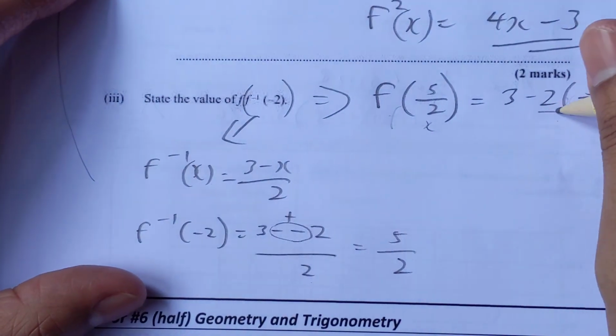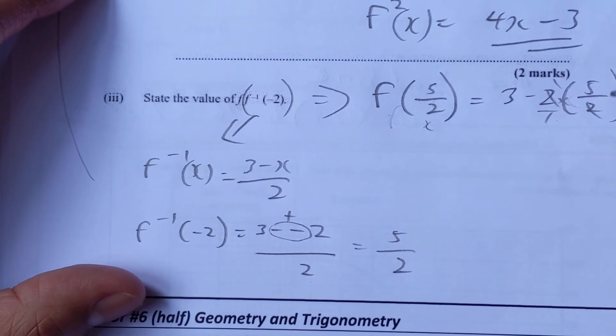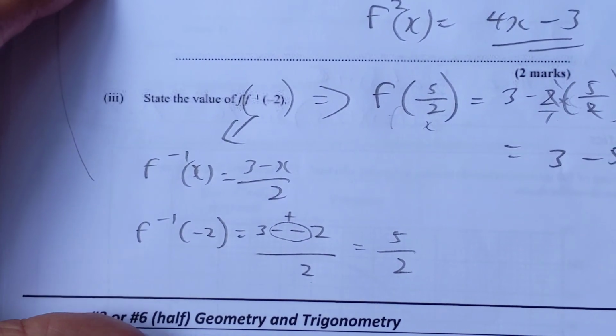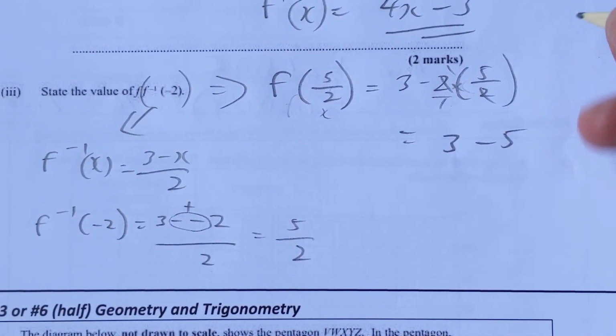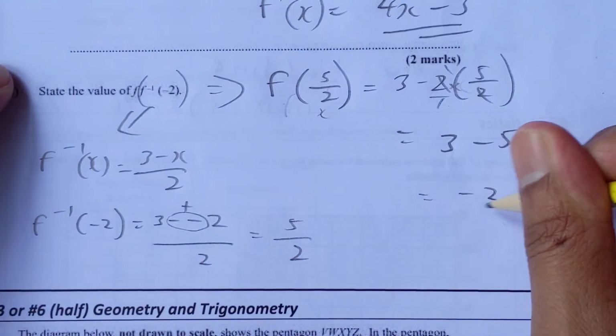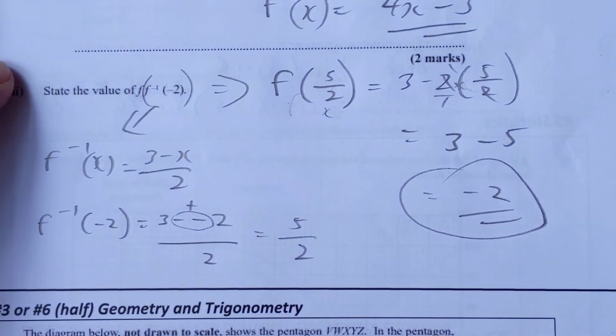That's 2 times 5 over 2. The 2 is going to cancel, so I remain with 3 minus 5 after those 2's cancel. And 3 minus 5, the overall answer for that is going to be minus 2.